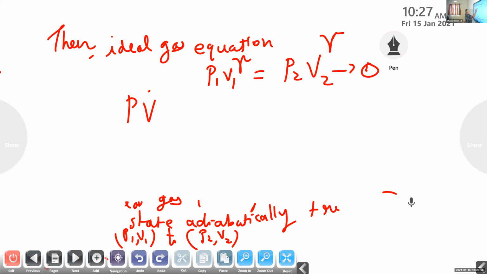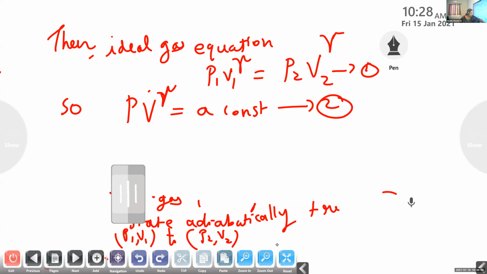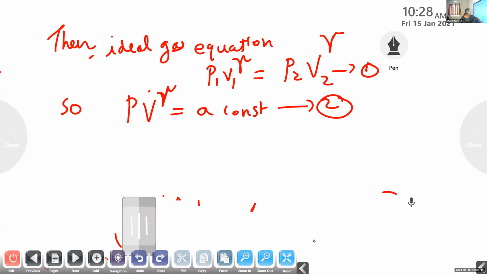Then below that you can write, PV^gamma is equal to a constant, that is equation 2. Already we have written it, but to make the derivation easy for us I am bringing back that equation again, and you give it as equation 2: PV^gamma is a constant.